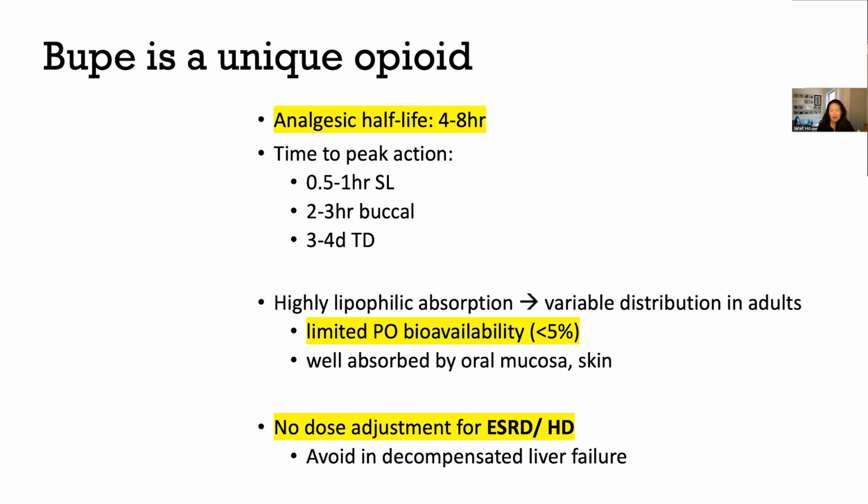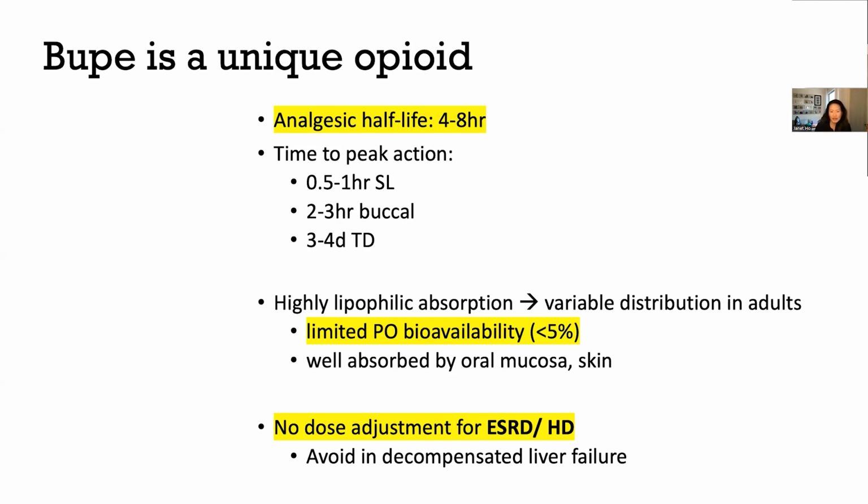Try just putting it under your tongue and letting it dissolve. But the high lipophilic absorption means that the patches exist so it can get absorbed through the skin like fentanyl. It gets absorbed sublingually and buccally, which means that if you have patients who are NPO, this is a really great alternative if somebody needs a long-acting opioid. And then lastly, you don't need to adjust buprenorphine for anyone on dialysis or anyone with renal failure.